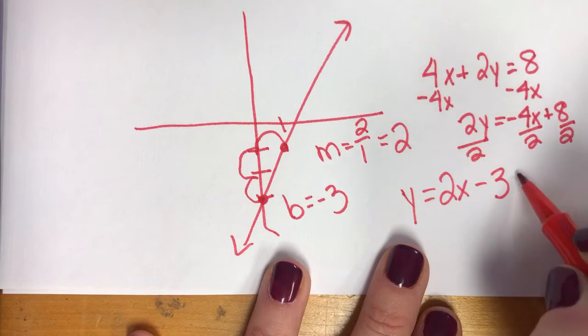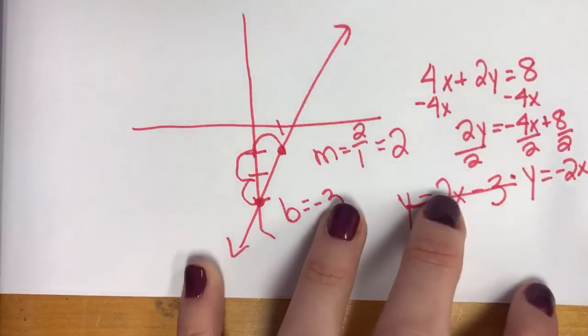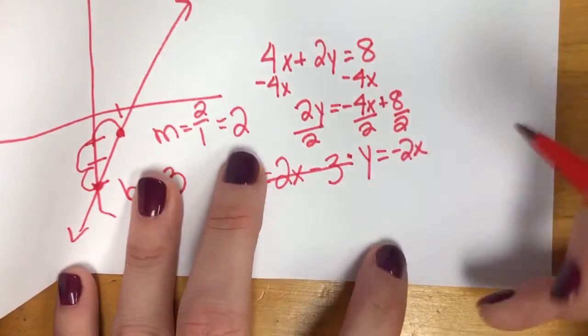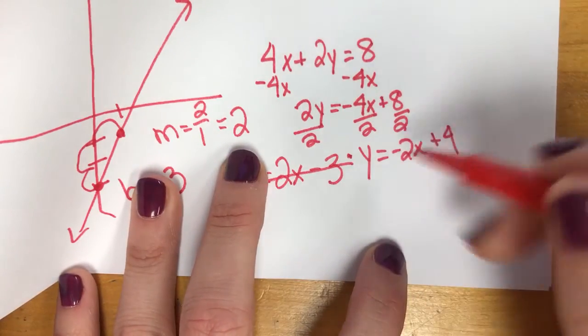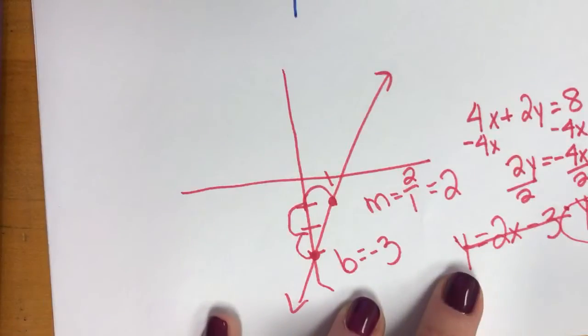Okay, and when we solve this for y, we end up with y equals -2x plus 4, and that's not the same equation as what we originally got. So this would not be an answer that we would want to pick.